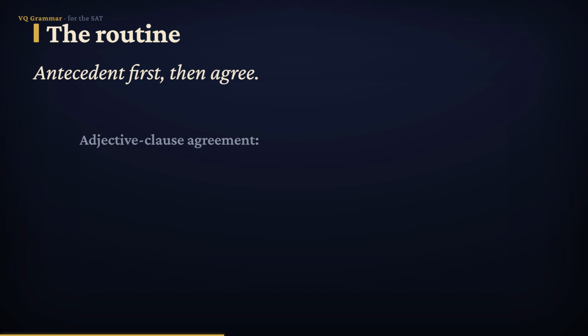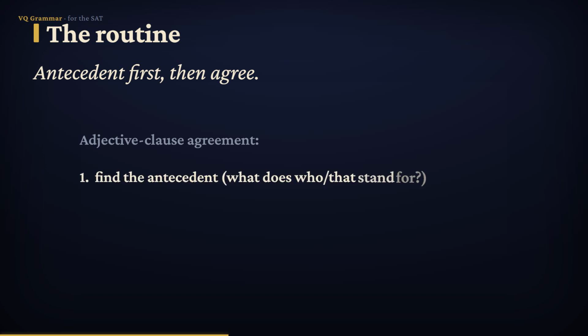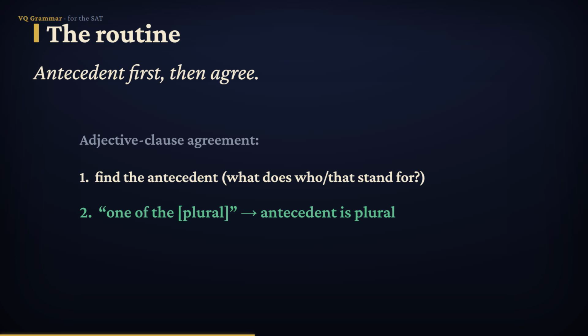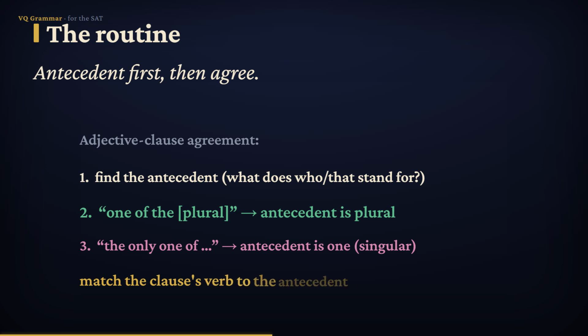Let's make it a routine. First, find the antecedent. Ask what the relative pronoun, who, which, or that, actually stands for. Second, if you see one of the, followed by a plural noun, the antecedent is that plural noun. But third, if you see the only one of, the antecedent is one, singular. Then just match the clause's verb to the antecedent you found. Antecedent first, then agreement. That's the whole game.